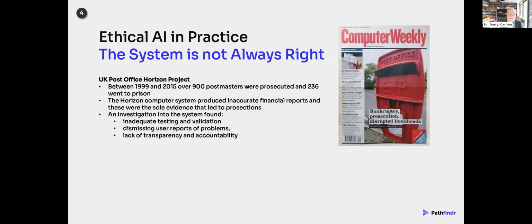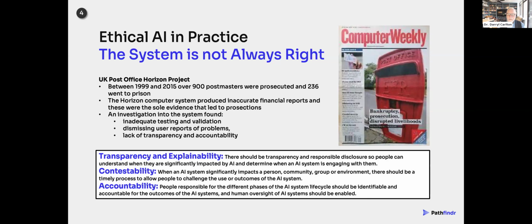It turns out that the Horizon computer system, look, it wasn't an AI system, but it illustrates the point. The Horizon computer system produced inaccurate financial reports, and these were the sole evidence that led to prosecutions. An investigation of the system found there was no testing and validation. They dismissed user reports of problems. There was a lack of transparency and accountability. And these are all some of the policies that are coming out of ethical behaviors of AI deployment.